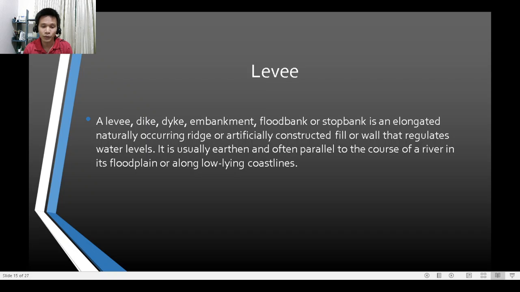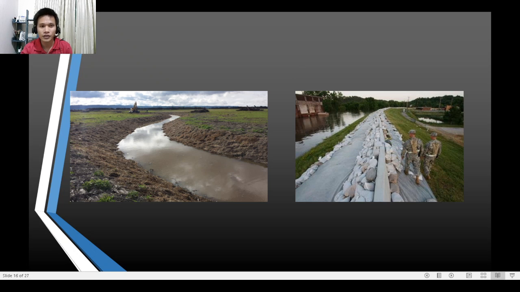Muna siya tong pag mo-overflow ang river, dito mo ato ang tubig. So mura na siya, patag lang na siya. So mo na siya. Example sa levee. So at the right, you can see nga kuan lang siya, natural lang siya pagkabuhat. Sa left is concrete and stones na siya.